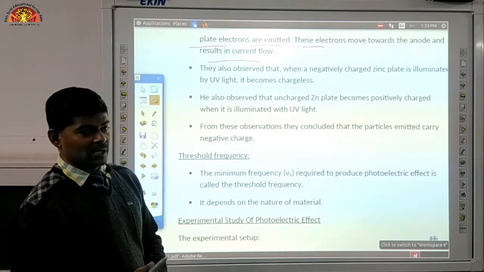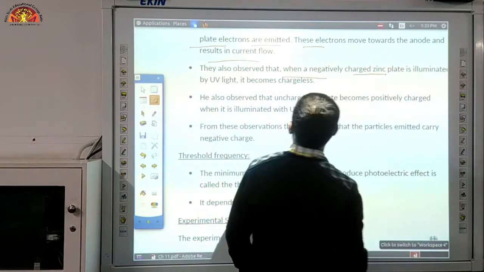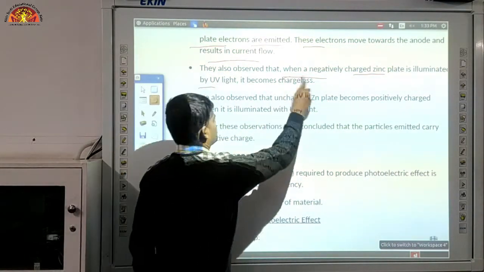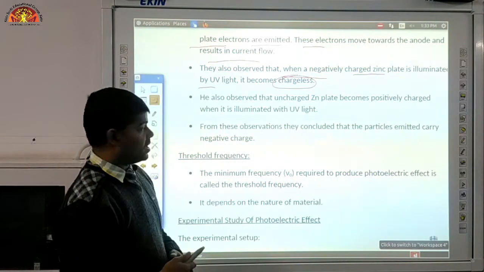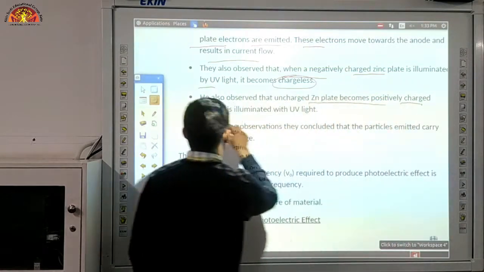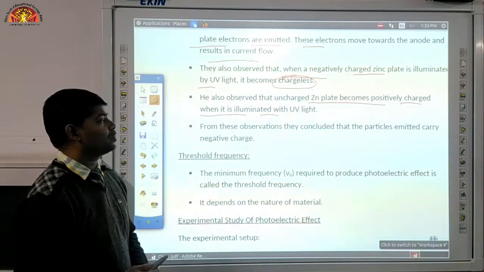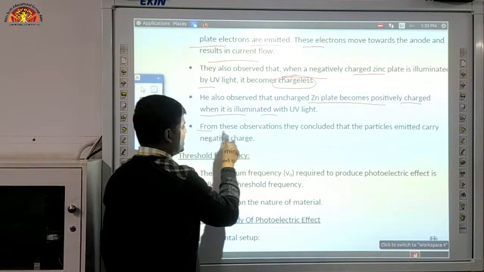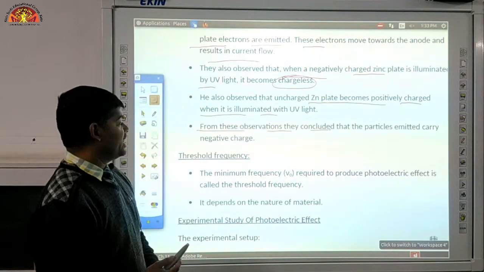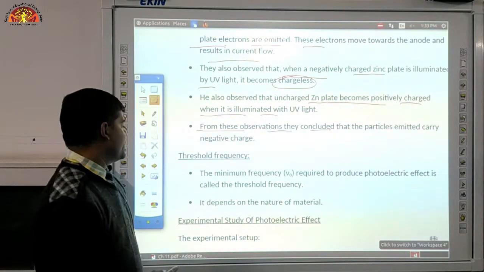Now they also observed that when a negatively charged zinc plate is illuminated by UV light, it becomes chargeless. Okay, chargeless हो जाता है. Now they also observed that an uncharged zinc plate becomes positively charged when it is illuminated by UV light. जब हमने उसको UV light से illuminate किया था तो वो positively charged हो गया था. From these observations they concluded that the particles emitted carry negative charge. जो particle emit हो रहे हैं वो कौन सा charge carry कर रहे हैं बच्चों? Negative charge carry कर रहे हैं.